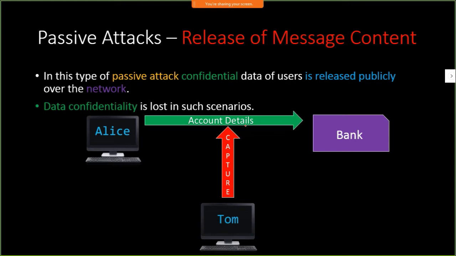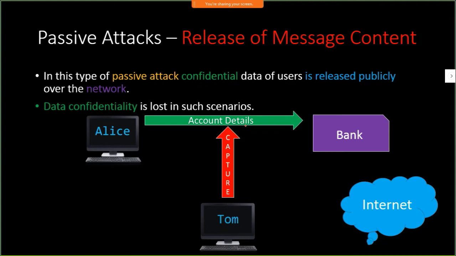So your data will be gone, and maybe some amount may be changed, and the whole data is released in public. The whole confidential data is released in public. So Tom is the middleman who used this type of release of message content scenario.